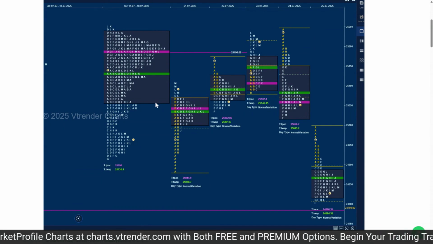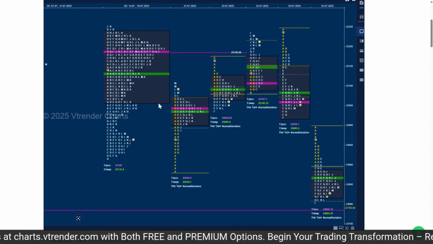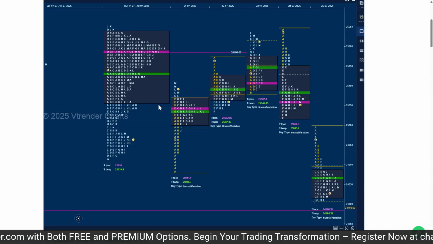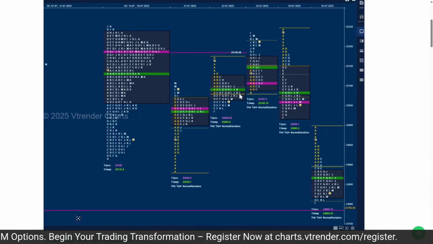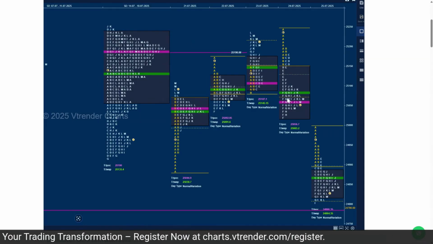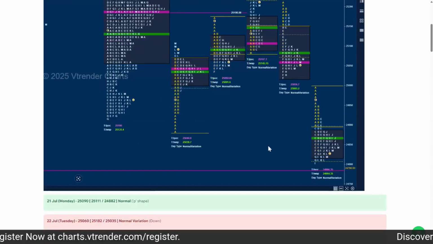So you can see how the close also was telling us that now it wants to move away from this value. The auction tested the value thoroughly. It went up, it came down, and it closed below this. So this was telling us that we can continue lower, and that is what happened on Friday.